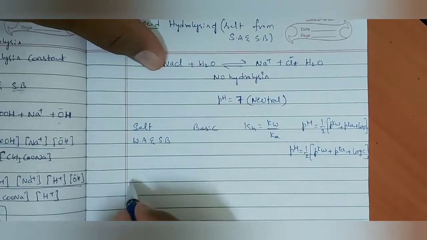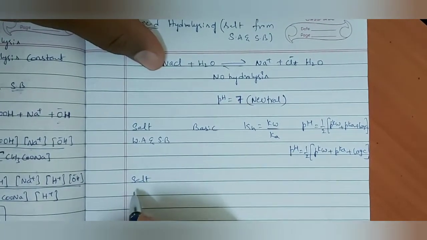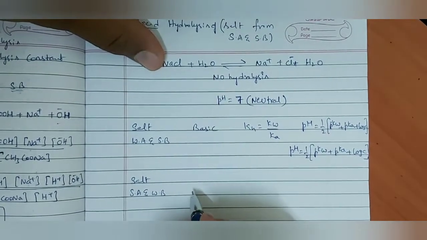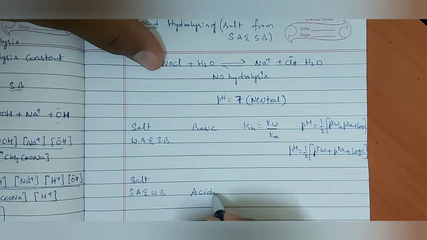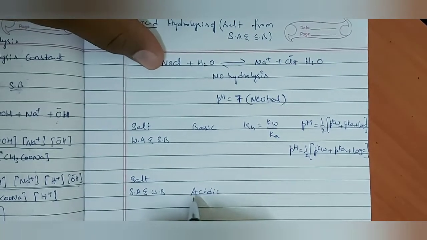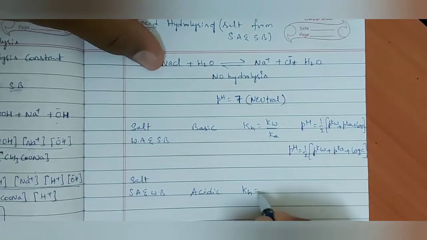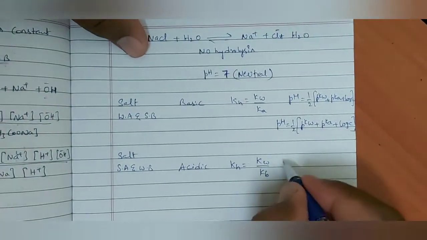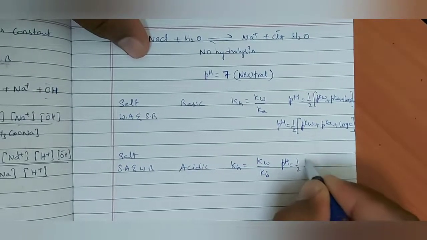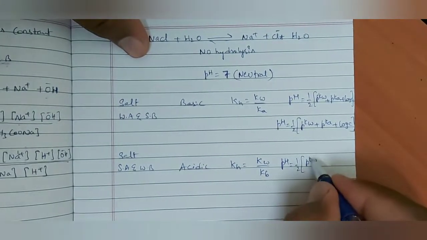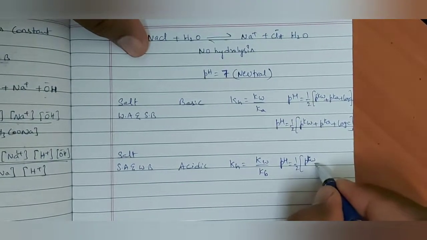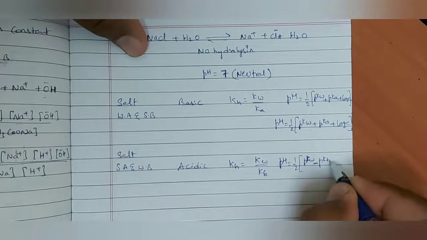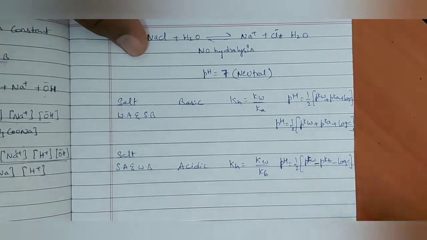This is first. Salt obtained from strong acid and weak base. The resultant solution is acidic in nature, because strong acid is acidic in nature. But oppositely, KH is equal to KW by Kb. Then in the pH formula, 1 by 2 into pKw is common only. When we have Kb here, we are using pKb. Then we are using minus log C.